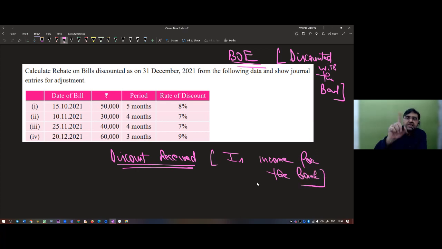Earned income is income. Unearned income is a liability. Do you remember? Earned income is income. Unearned income is a liability.